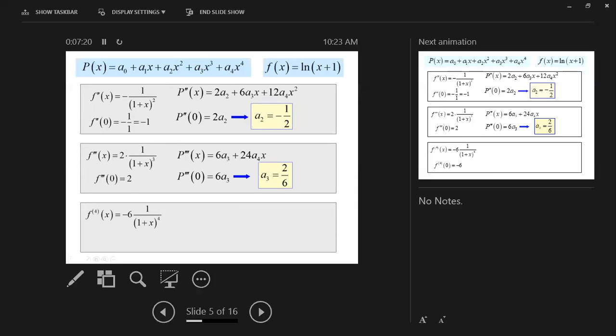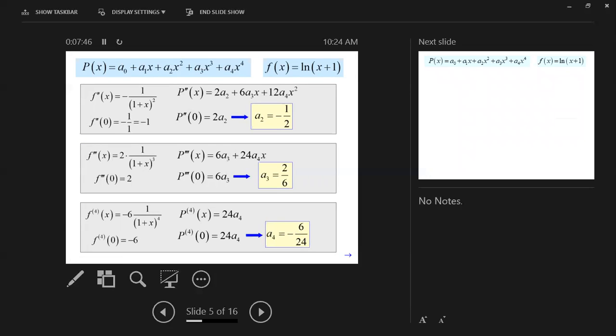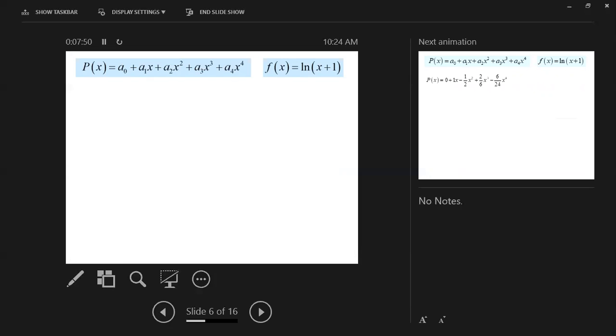Fourth derivative. Now remember, when we get higher order derivatives, we don't keep putting tick marks. Now we put them in parentheses. So there's my fourth derivative, another power rule, chain rule. Fourth derivative at 0. Fourth derivative of the polynomial at 0. I'll set them equal to each other, so therefore a sub 4 is negative 6/24. Yes, it's negative 1/4. But again, in a second, you'll see why I don't reduce. So let's put them all together.